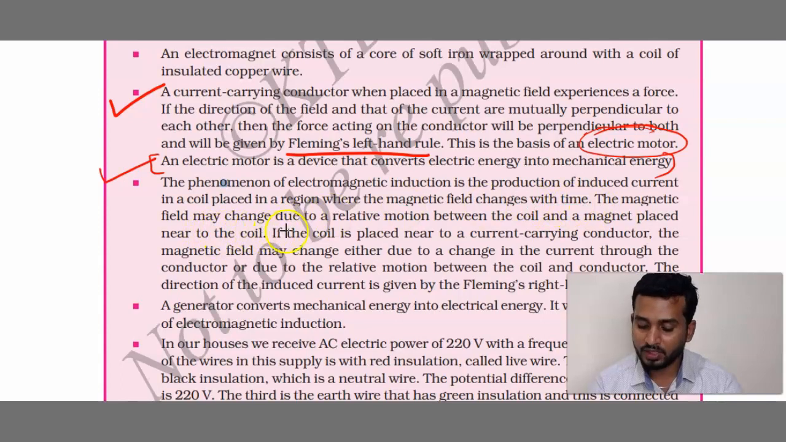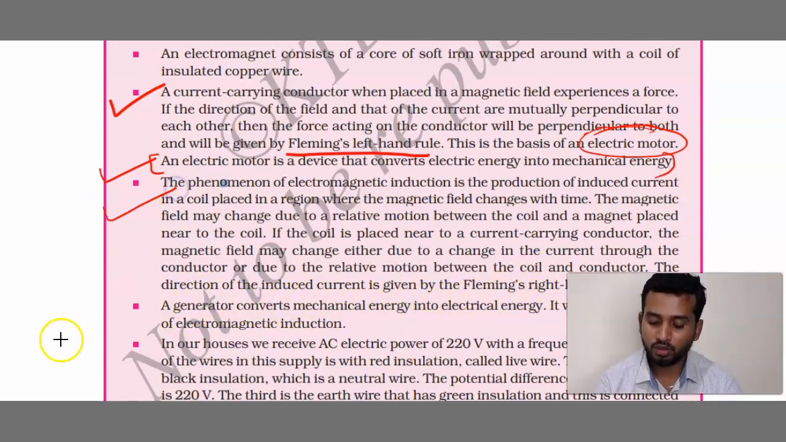The magnetic field may change due to relative motion between the coil and a magnet placed near the coil. If the coil is placed near a current carrying conductor, the magnetic field may change either due to the change in the current through the conductor or due to the relative motion between the coil and the conductor. The direction of the induced current is given by Fleming's left hand rule.